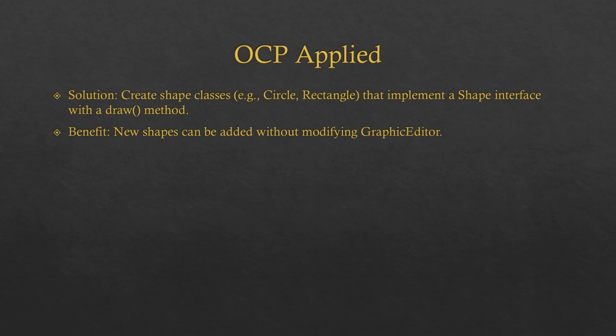To follow OCP, we can use inheritance and interfaces. We can create a shape interface with a method like draw and have each shape class, like circle and rectangle, implement this interface. The graphic editor class will then handle all shapes uniformly, and adding new shapes will not require modifying its code.